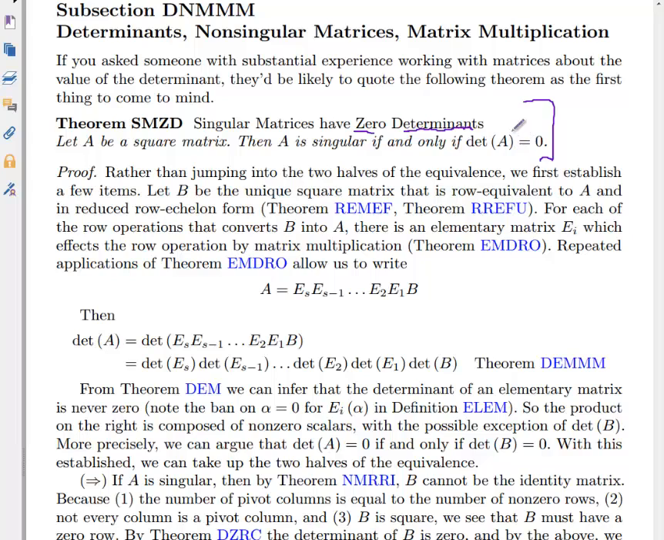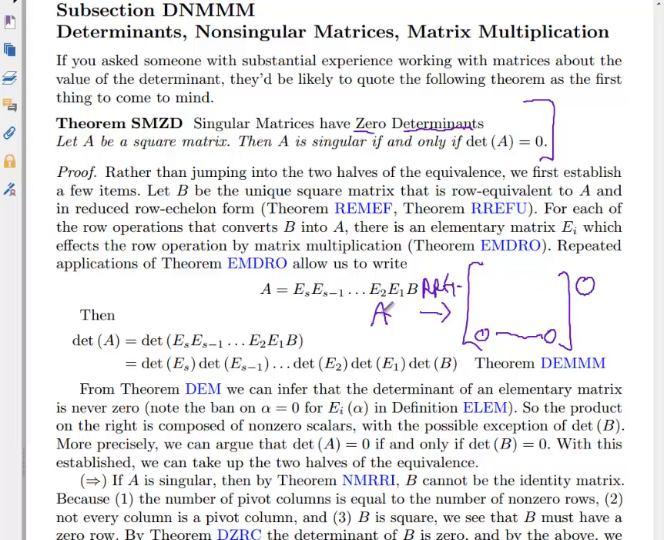Now why is that true? We know that a singular matrix row reduces to a form of matrix that has some 0 rows. So if A is singular, A row reduces to a matrix with 0 rows. Now the determinant of this matrix with 0 rows is 0.